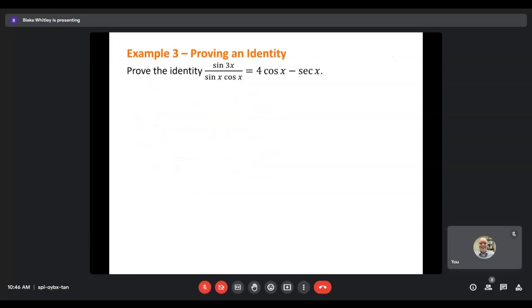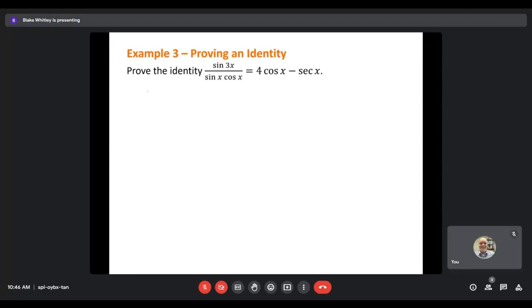All right, so number 3, we want to prove this identity. So again, we're trying to show that the left-hand side and right-hand side are equivalent to each other. Now, first thing I notice here is that I've got a triple angle in my numerator on one side. It's probably going to be easiest to work with that and see if we can make the left-hand side look like the right-hand side, because it's going to be a lot more difficult to get the right-hand side in terms of that triple angle. So we're going to do similar work to what we did on the previous problem.